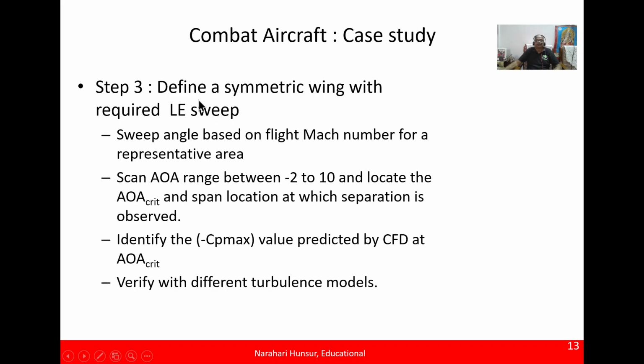So the next step, you start with a symmetric wing with the required leading edge sweep, whatever your combat aircraft needs, which sweep angle is based on the Mach number, and for a representative area. Scan the angle of attack range between -2 and 10 as mentioned earlier. Locate the critical angle of attack and the span location at which the separation is observed first. That may be anywhere between the tip and the root, so that's what you're trying to identify. Identify the negative suction peak predicted by CFD at that critical angle of attack. Again, you can verify with different turbulence models. But now, of course, you are doing a 3D computation, so you need to be a little careful about how many runs you're going to make.